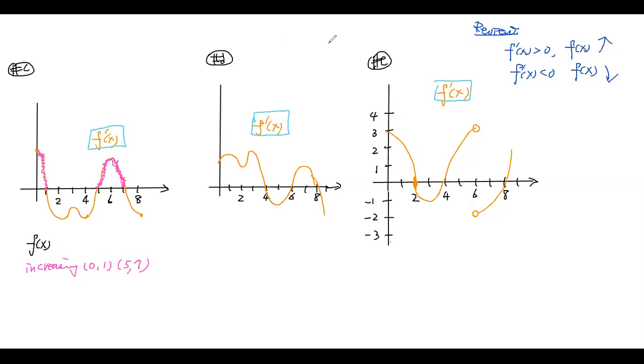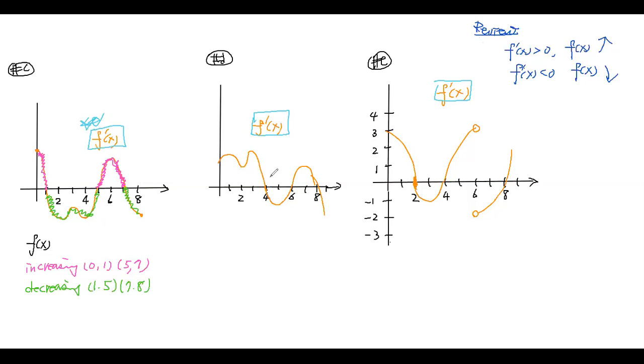Then the same way for decreasing, we say f prime is less than 0. All these values here are where f prime x is less than 0. So I know f of x is decreasing from 1 to 5 and 7 to 8, right? Okay, so be careful because here this is f prime x. So now you need to use this rule: the f prime x determines if f of x is increasing or decreasing.